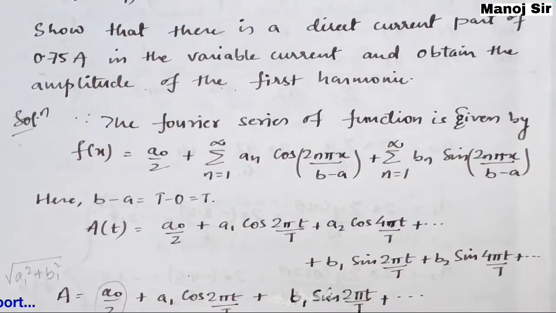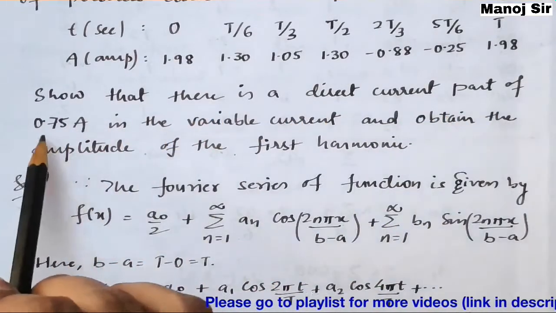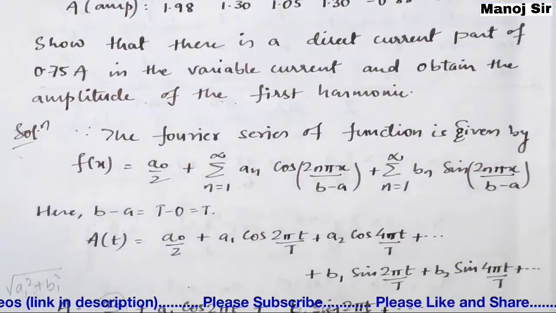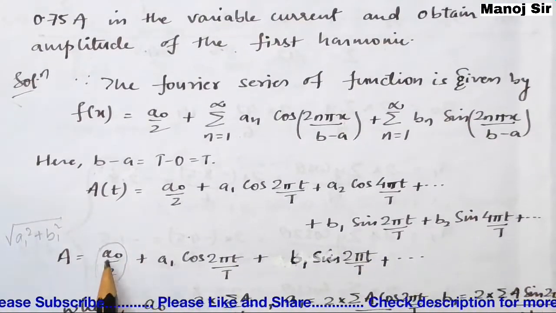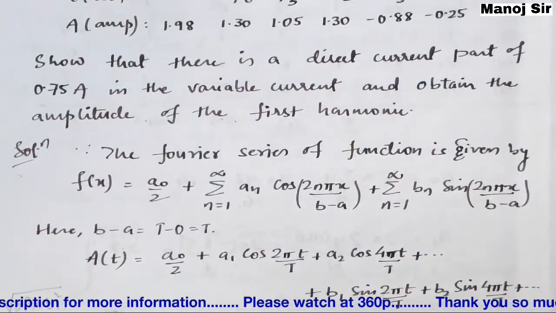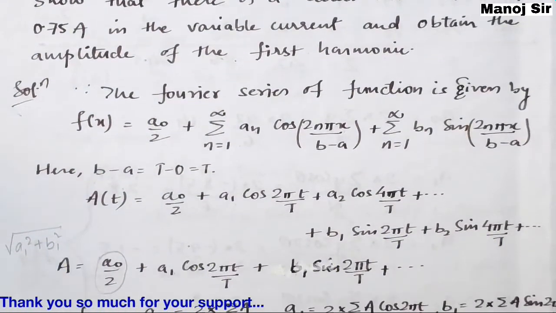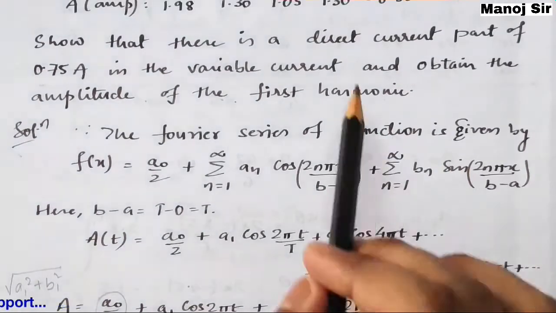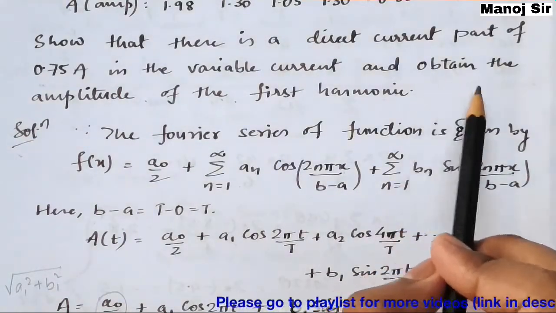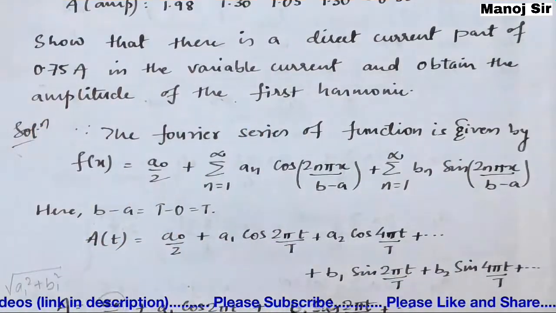Here in the problem, the question asks to show that there is a direct current part of 0.75 ampere in the variable current. Direct current part means we need to prove that a naught upon 2 is going to give this value, 0.75 ampere, because a naught upon 2 is the direct current part in the variable current. Again it is asked to obtain the amplitude of the first harmonic.